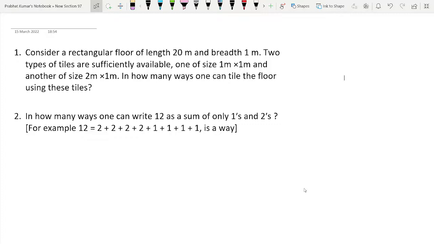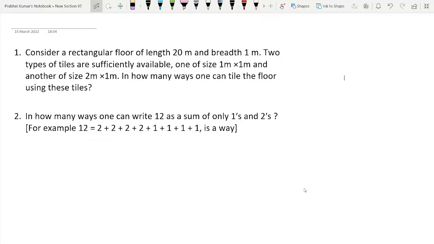So here an example is given in the question. Like 12 can be written as 2 plus 2 plus 2 plus 2 plus 1 plus 1 plus 1. And similarly, 12 can be written as 6 twos, so 2 plus 2 plus 2 and again plus 2 plus 2 plus 2. So in how many ways can we write this 12 as the sum of only twos and ones?